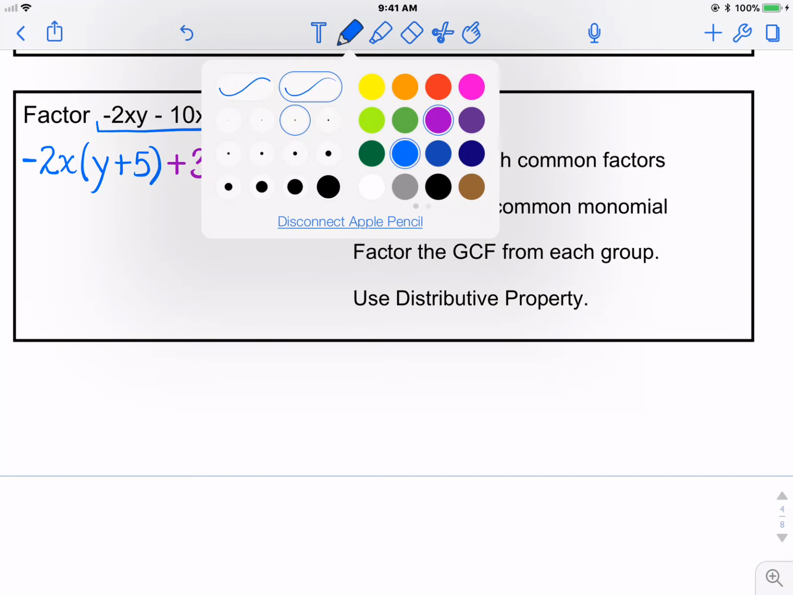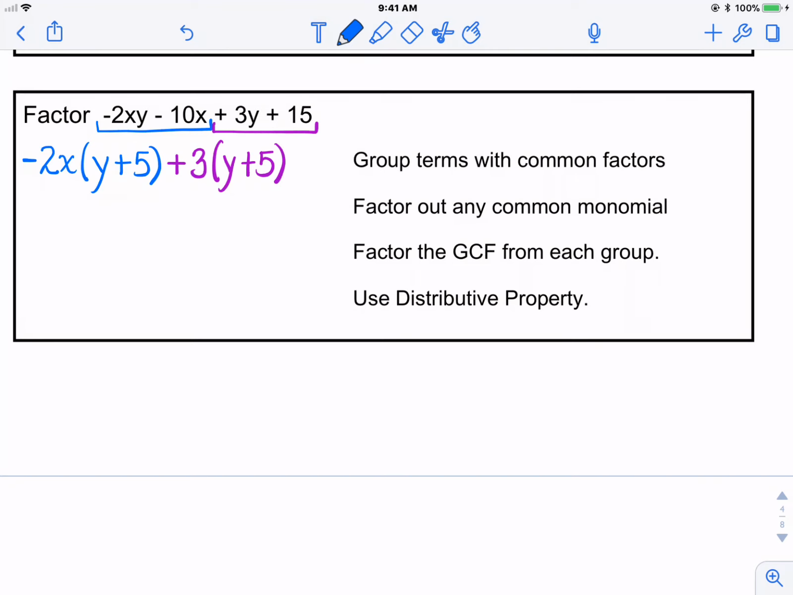That'll be a y plus 5 there as well. So this is showing promise because I'm seeing a common thing in both groups. Both groups show that a distributor happened, or two distributors happened, to y plus 5, and those two distributors were negative 2x plus 3.